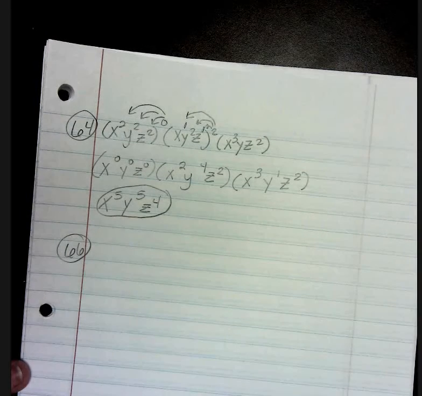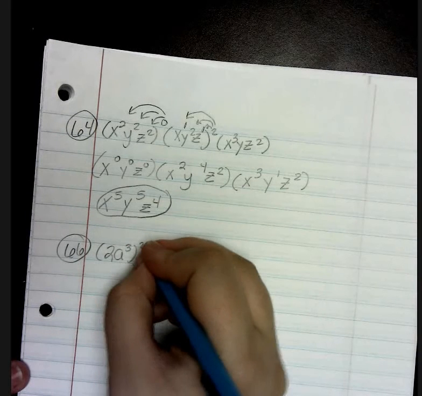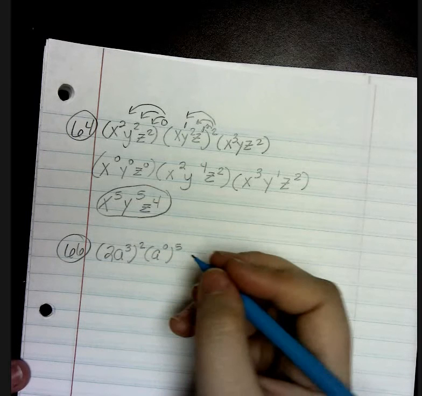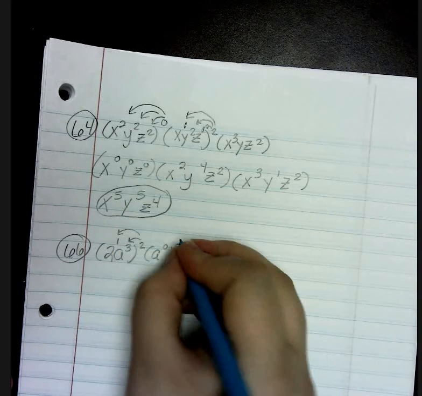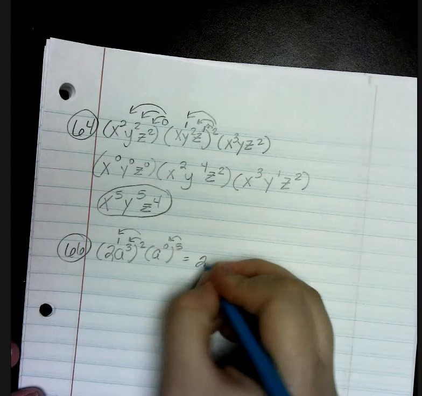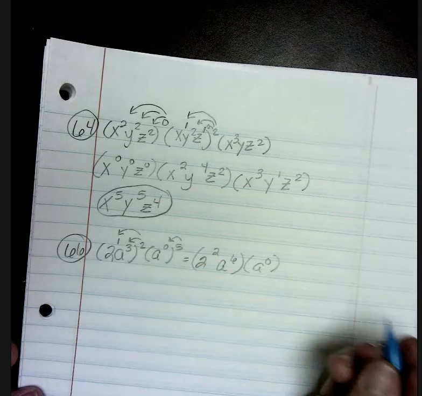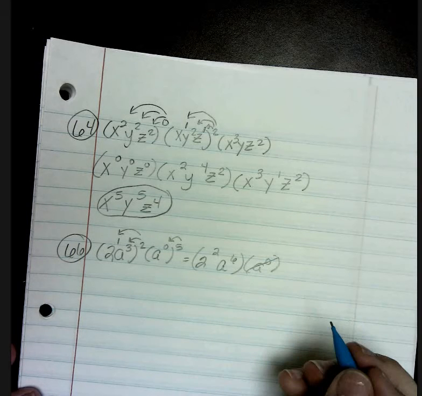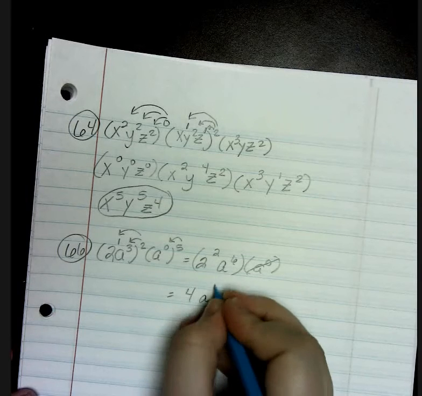Number 66, I have 2a to the 3rd squared times a to the 0 to the 5th power. So I'm going to distribute this 2 into all of these exponents and the 5 into that exponent. So I have 2 squared a to the 6th times a to the 0. Well, we know that a to the 0 is 1, so we can just not worry about that a to the 0. 2 squared is 4, and then bring down your a to the 6th.